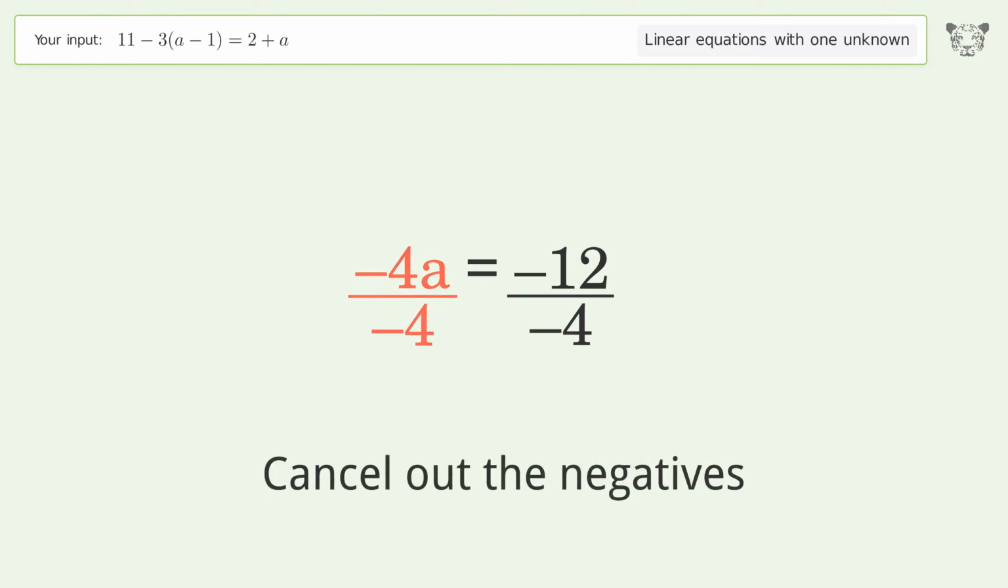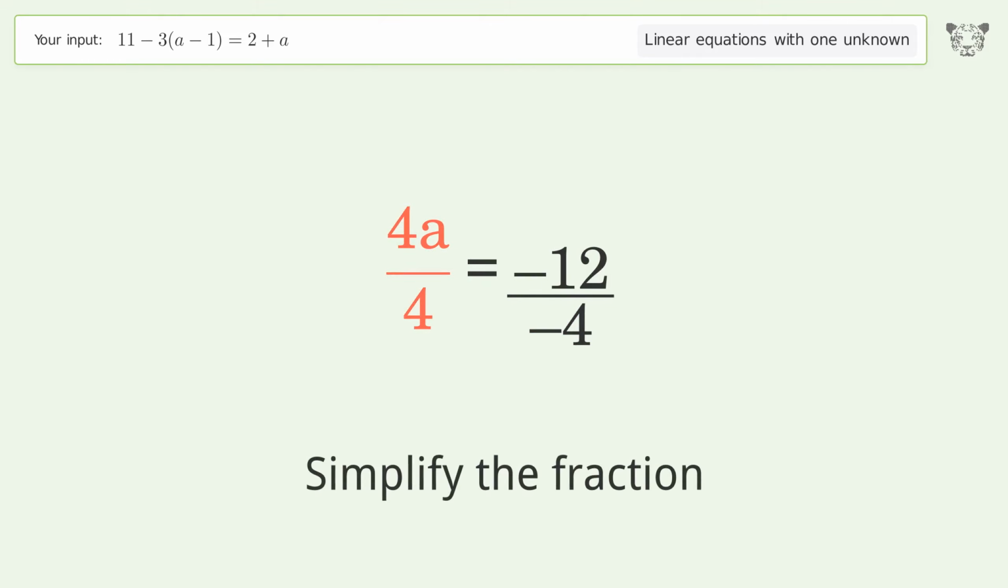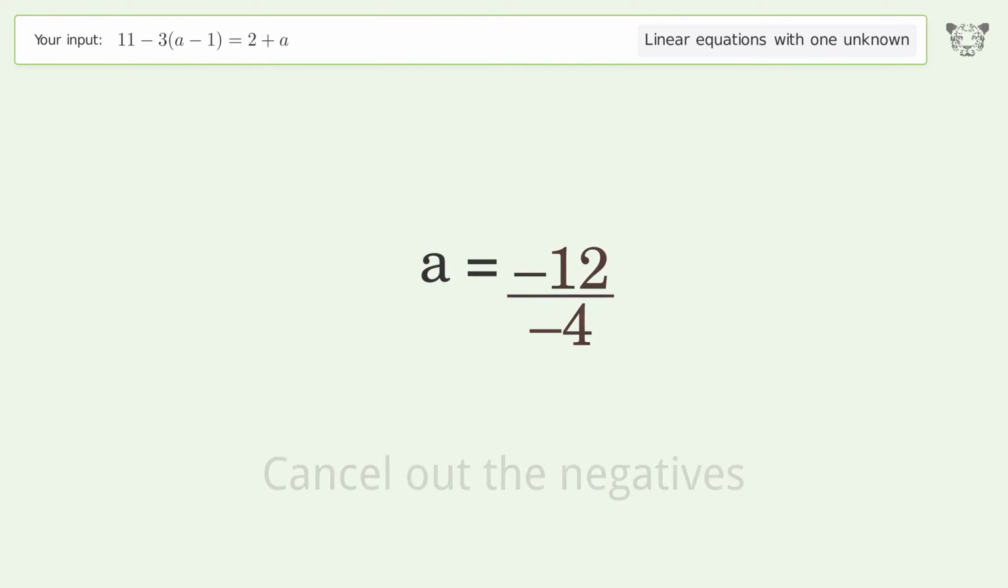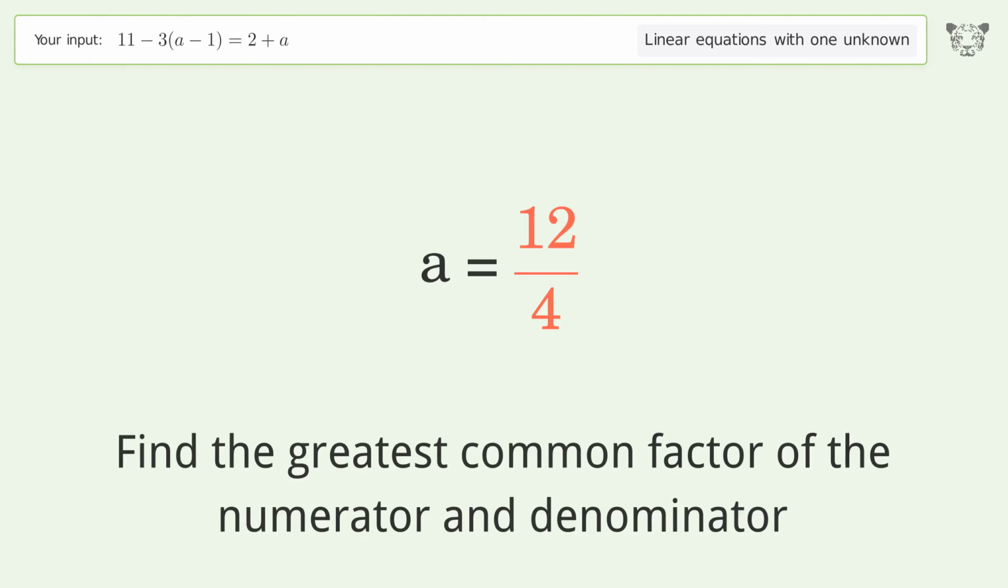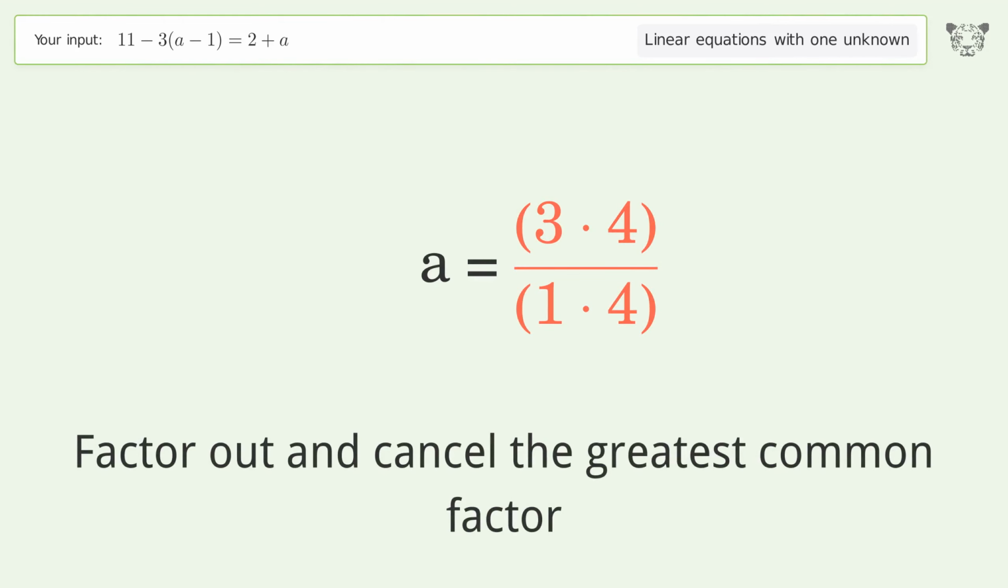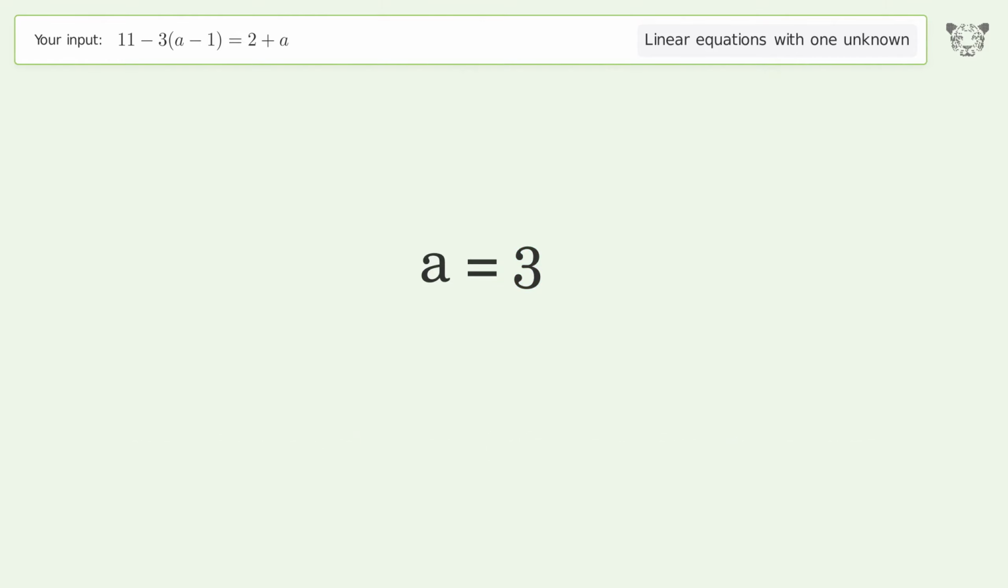Cancel out the negatives. Simplify the fraction. Cancel out the negatives. Find the greatest common factor of the numerator and denominator. Factor out and cancel the greatest common factor. And so the final result is a equals 3.